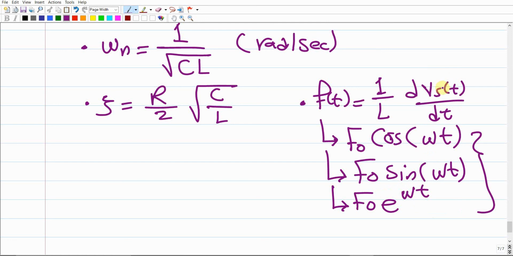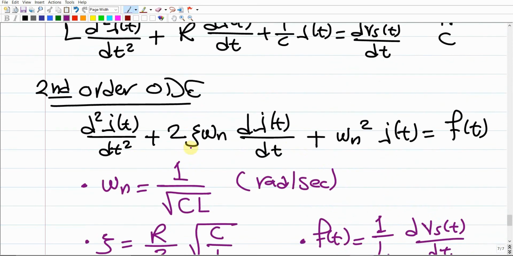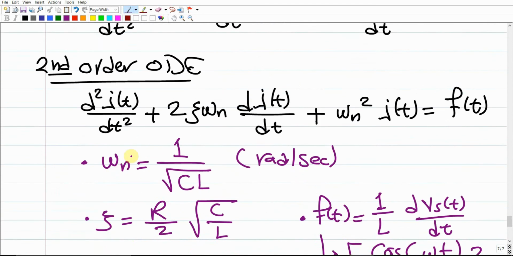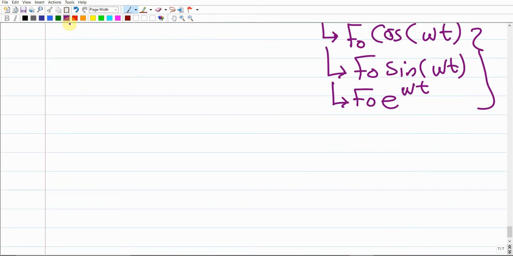So depending on the Vs function that would be given to us, we're going to do this derivative, then we divide by L, and then your objective is just to compare what you obtained here with any one of these functions to come up with the value of F0, how much it is, how much is omega, right? So this is the circuit equation for the second order ODE, or for the RL electrical circuit.